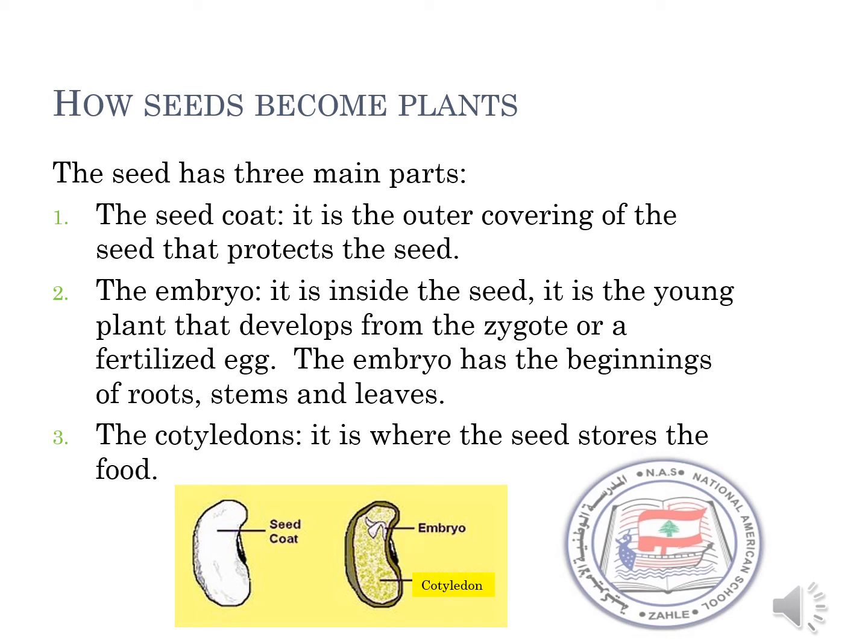You can see the structure of the seed in the figure illustrated below. The seed coat is the outer covering, the embryo is this tiny plant that is inside the seed, and the cotyledon is this space between the seed coat and the embryo. It stores food.